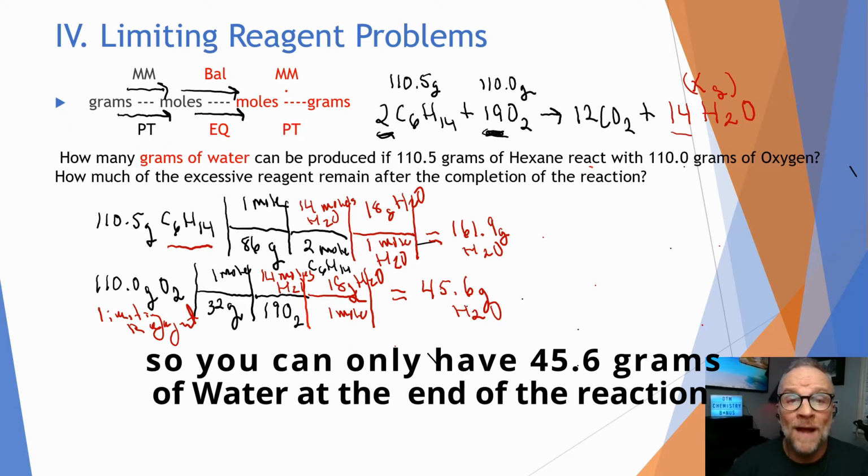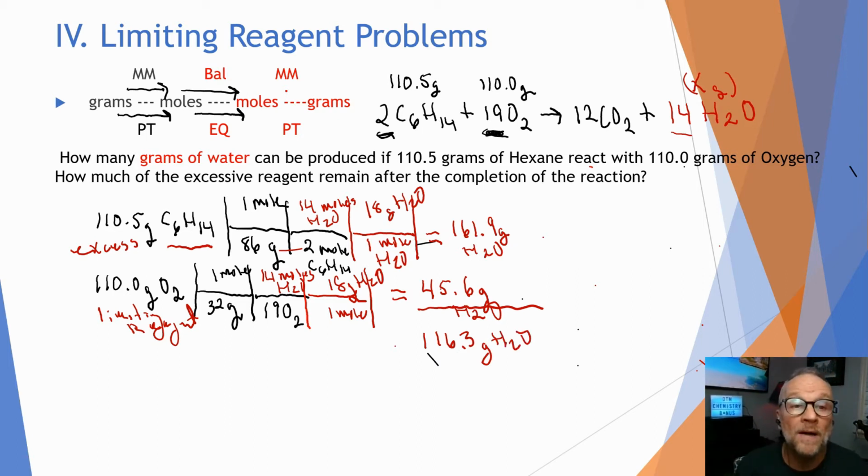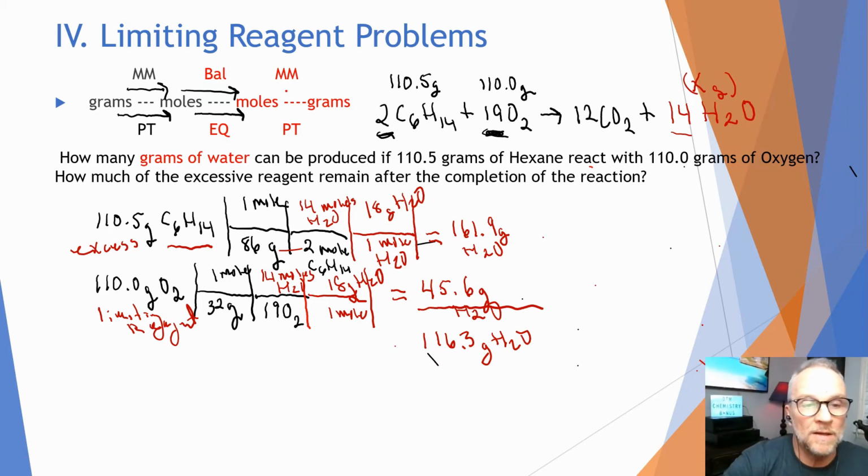All right, so now we're going to do a slightly different way of figuring out how much of this excess reagent is left. We are going to subtract out the grams of water and kind of make an imaginary number there. When you subtract 45.6 from 161.9, you get 116.3 grams of water. So you can use that as your starting place to go back to grams of hexane, and that will be the excess left. Okay, so let's do that.